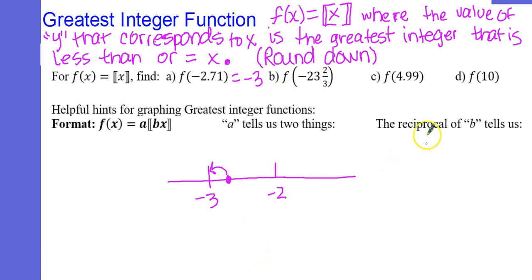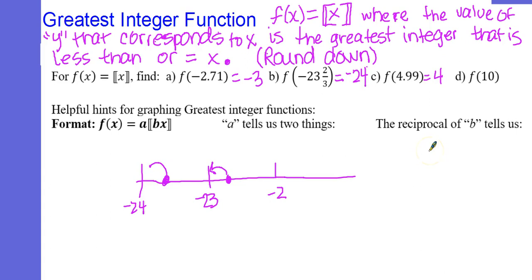Remember, when you're in negative land, everything's backwards. Okay? So can you visualize the function of negative 23 2/3? Round it down. Negative 24. Again, if you have to visualize it, here's negative 23, here's negative 24, negative 23 2/3 is right there. Round down. Okay, let's look at C.